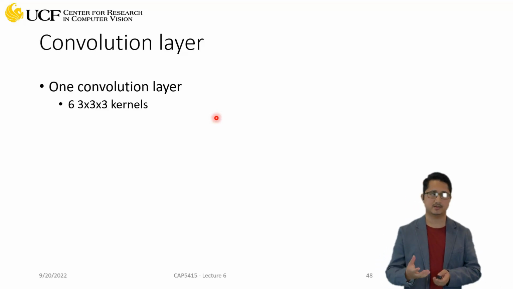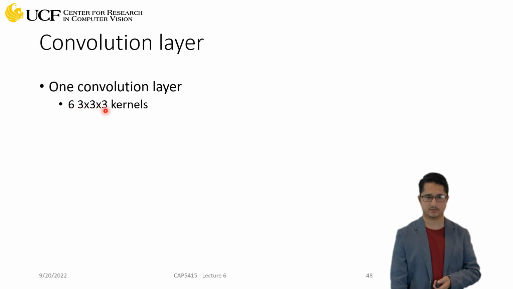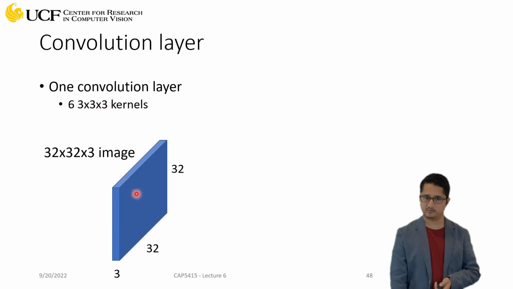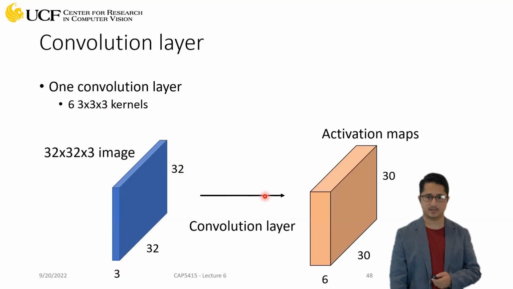Now let's try to understand that using a very concrete example. Let's say we have a convolution layer where we have 6 different kernels, and each kernel has shape 3 cross 3 cross 3. This was your input image, height and width 32 cross 32. It has 3 channels. It's a colored RGB image. And this convolution layer, which has 6 kernels of this shape, will give you 6 different activation maps, because one kernel is going to give you one activation map, so 6 will give you 6. And that's why the depth of this activation map is 6.